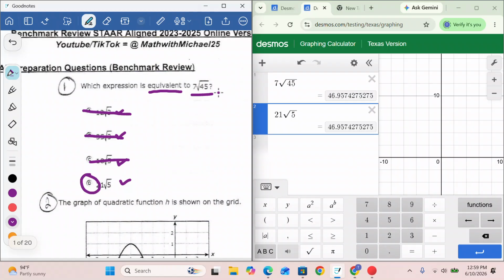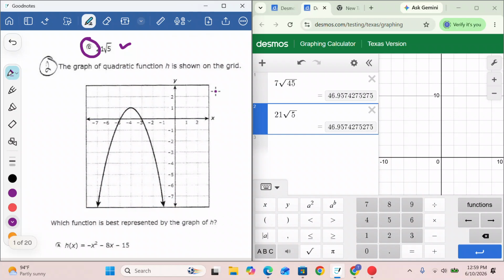Okay, so let's take a look at number 2. They're saying which graph quadratic function is represented. We have a vertex right here. We have an x-intercept right here, which is -5. And we have an x-intercept here, which is -3. Now they're asking for which function is best represented by the graph.